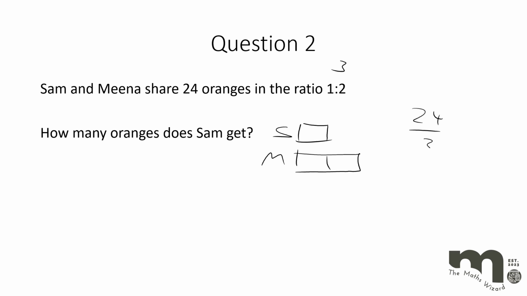So 24 divided by 3 is going to give us 8, which means Sam's got 8. And if you wanted to work out Mina, she would have 8 times 2, which is 16. Then you can see that 16 and the 8 add together to make 24. Okay, let's do one more example then.